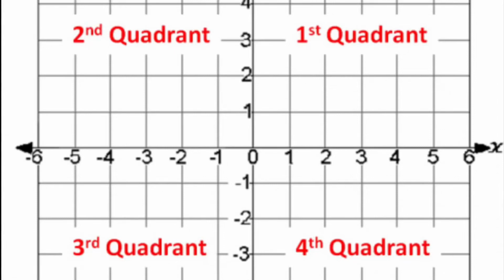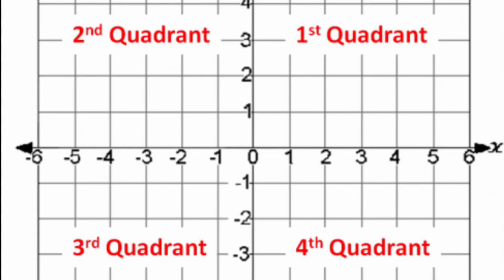Now I want to continue our maths lesson looking at coordinates. Last time we looked at coordinates in the first quadrant, which were the positive coordinates, the positive numbers. Today I want to look at coordinates in all four quadrants.